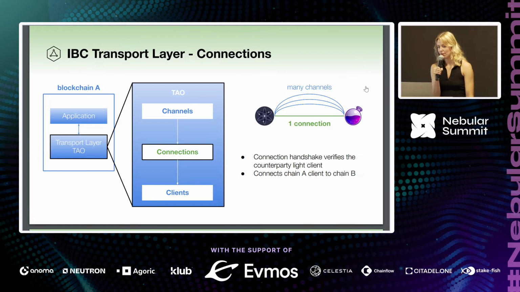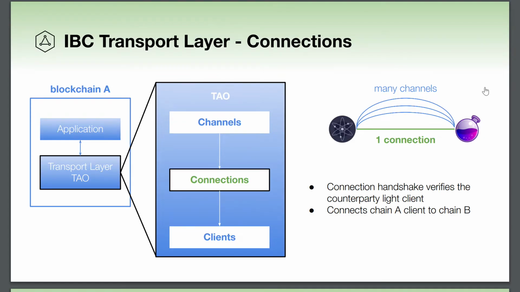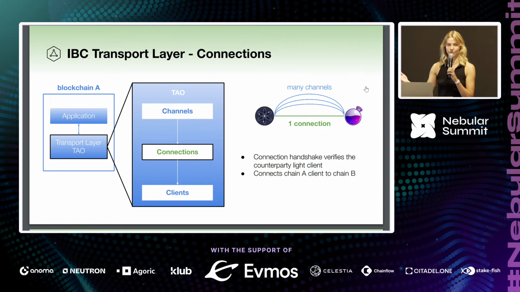So the next level of the transport layer are the connections. And between two blockchains, you would have one connection, but then there can be as many channels as you want built on top of this one connection. And the connection is there to verify that the chain that you're communicating with is as you expect it to be. So there's a connection handshake that will take place between the two blockchains. And then once the connection is established, it's responsible for all of the communication between these two chains.